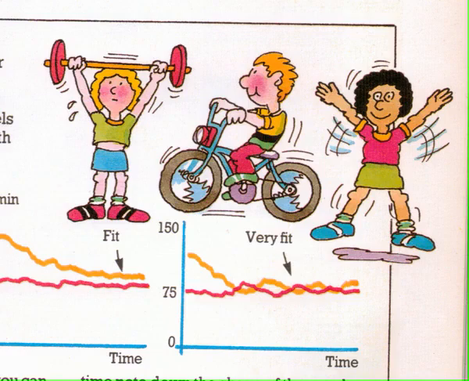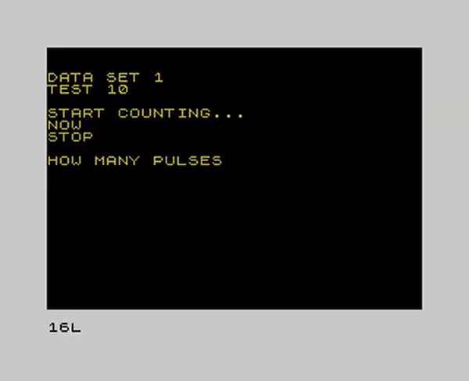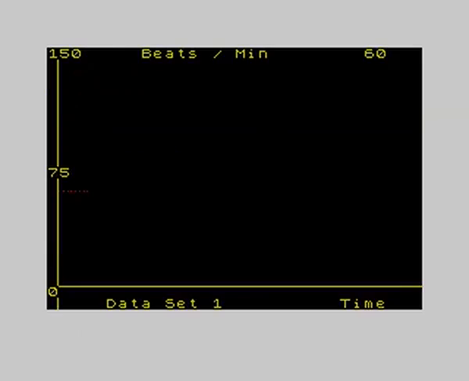This is data set 1, and then we draw a graph. So this is dataset 1, test 10. I've edited it for length. Start counting. So you silently count your pulse rate with your fingers stuck in your neck. And after 15 seconds or so, it will go beep again. Enter your pulses, so I had 16, and then we draw the graph.